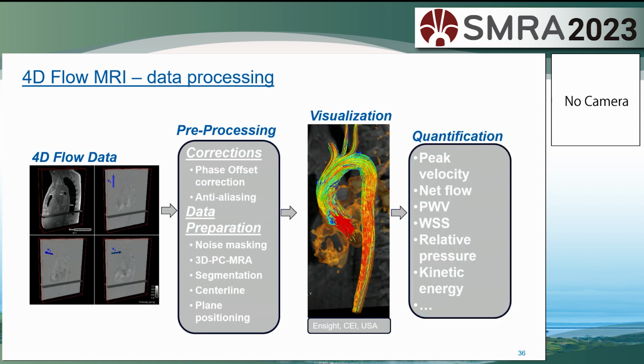Again, I'm not mentioning a lot of pioneering work here, because there was a lot of work done by many authors to derive wall shear stress, pulse wave velocity, kinetic energy, relative pressure, etc. All of these things were developed mainly in the 2000s and 2010s.